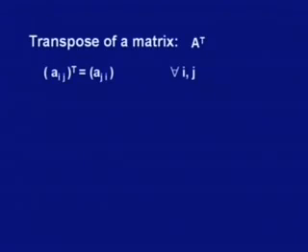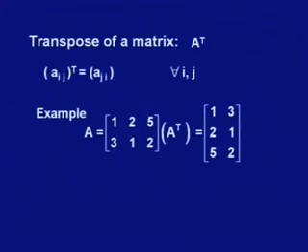For example, if I have a matrix A as a 2 by 3 matrix, then its transpose will be a 3 by 2 matrix. What I have done is the first row of A becomes the first column of A transpose, while the second row of A becomes the second column of A transpose. So rows and columns are interchanged. Rows of A become columns of A transpose. Similarly, the columns of A become rows of A transpose.